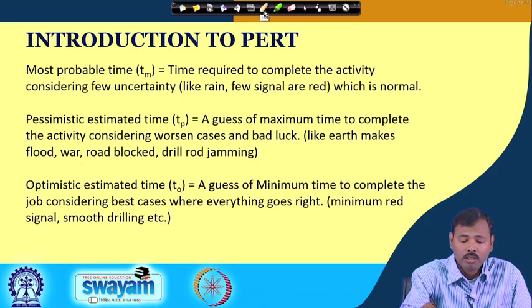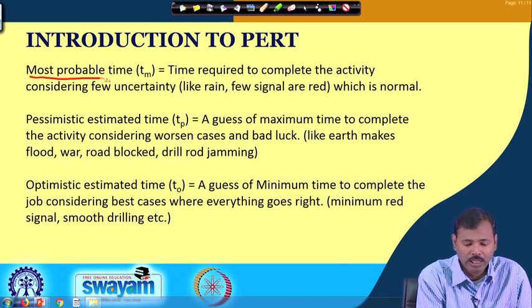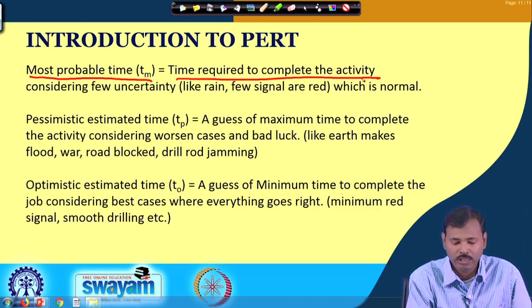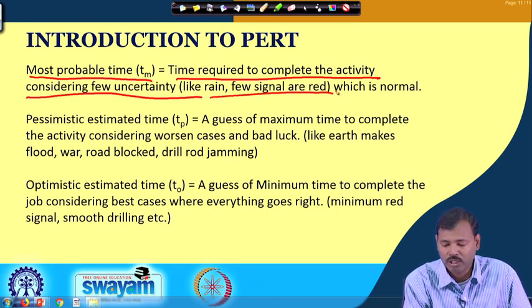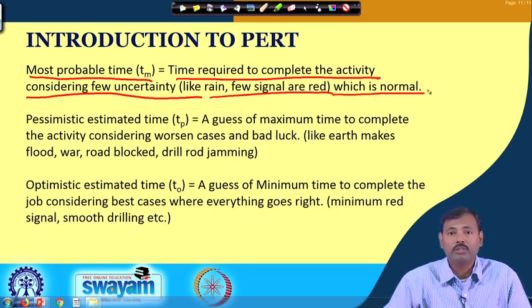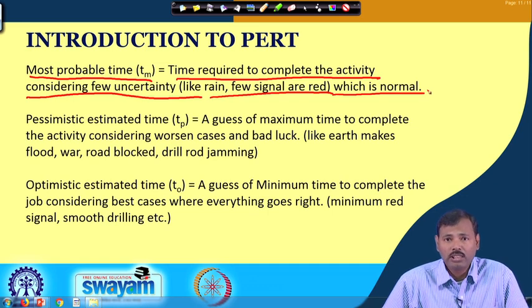So, we can say that the most probable time is the time required to complete the activity, considering a few uncertainties like rain, red signals, etcetera. Based on that assumption, you are considering it the most probable time, or basically an average. Most of the time we have experienced this is the time by which we complete this job; that is the most likely or most probable time which we are considering.